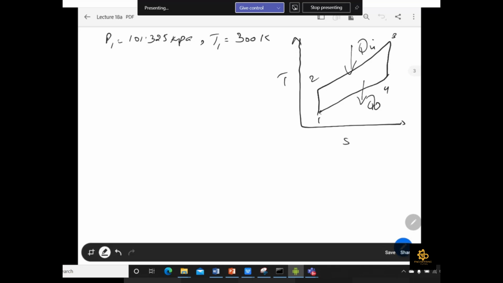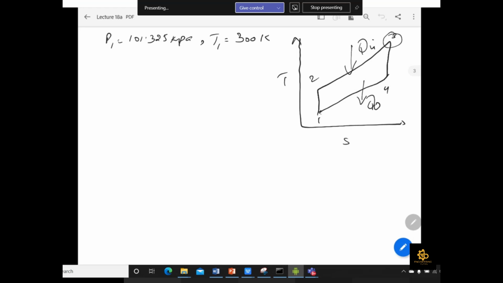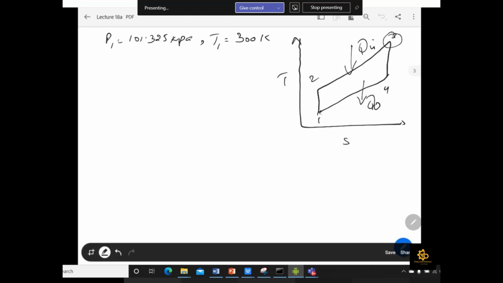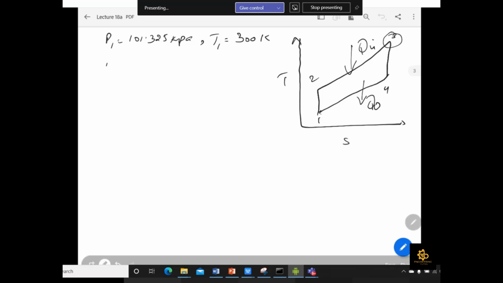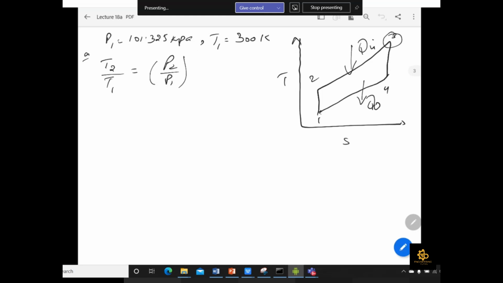Now the first part: we have to find the maximum temperature. The maximum temperature is at point number 3, so the main target is to find T3. We can start from the isentropic relation for process 1 to 2. So part A, the isentropic relation: T2 over T1 is equal to P2 by P1 raised to K minus 1 over K.